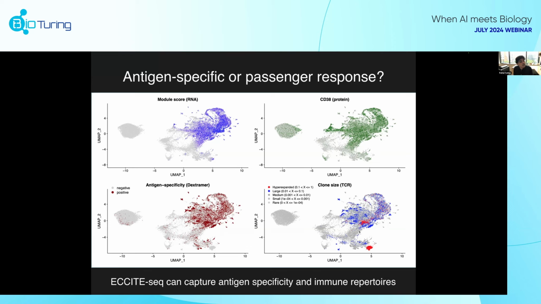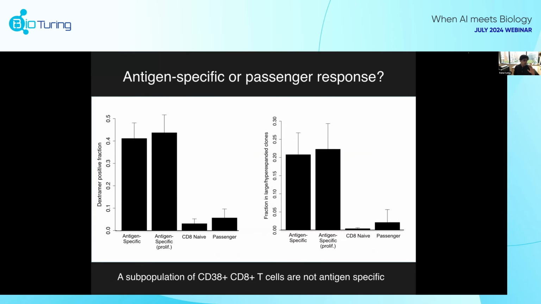But we do see one interesting group of cells here, and I'll just switch to a clustering view now, that we believe are mounting more of a passenger type response. So we have antigen-specific responses, like I showed you earlier, cells that are proliferating and not proliferating. Those cells are very heavily stained with our dextramer reagent, and they also tend to exist in very large or hyper-expanded clones. As a negative control, CD8 naive cells are, of course, not mounting antigen-specific responses. They're naive, and they're not in clonal populations. But we also do identify this group of passenger cells that looks much more like the naive cells.